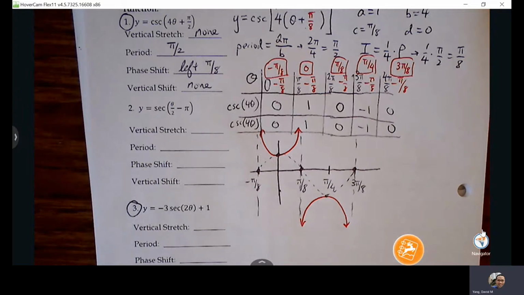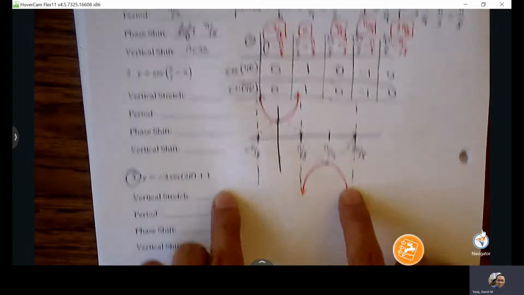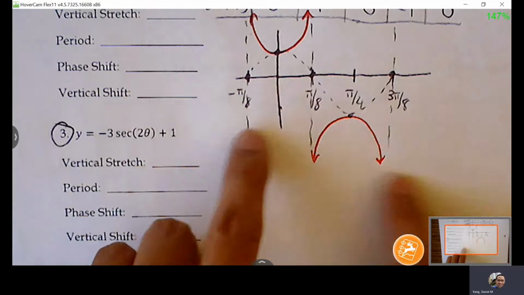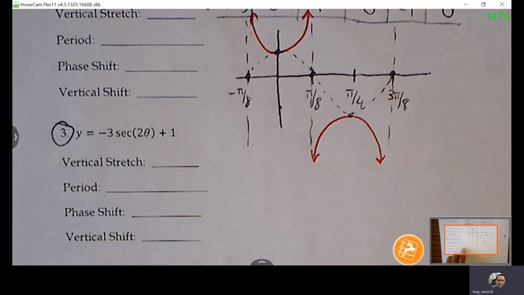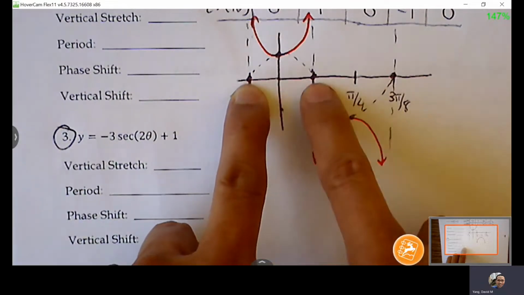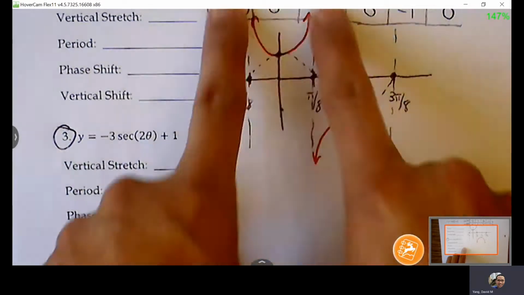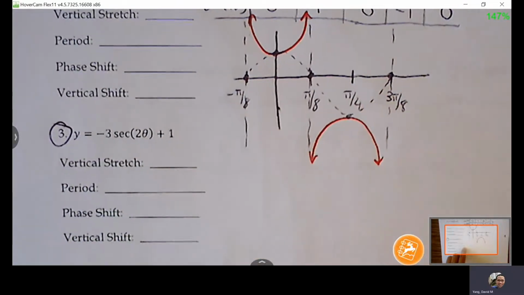Okay. Any questions with one? Yeah. Wait, so why did we put the asymptote at pi over 8? Where is the asymptote? So the asymptote is wherever your sine graph crosses your d value. In this case, my d value is 0. So wherever it touches the x-axis, that's where cosecant will be undefined. So I'm going to drop vertical asymptotes there.